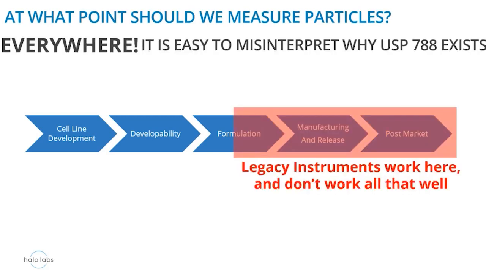And the answer should be everywhere, at every stage of the bioprocess. But if you chose the later stages, I don't blame you, because up until now, legacy instruments only worked in the later stages due to high volume requirements, and they don't work all too well either. This is also where USP 788 compliance becomes critical, but we often forget or misinterpret why USP 788 exists in the first place. We want to ensure the stability of the samples in the early stages to avoid particle reformation down the line.